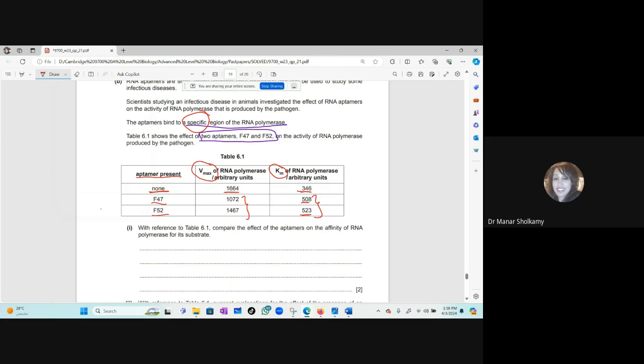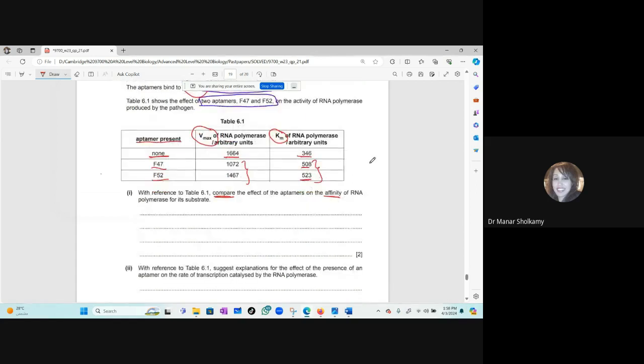Now, Noor, when the Michaelis constant increases, is this going to affect affinity or not? Yes. Okay, good. Will it reduce or increase affinity? When it increases, the affinity decreases. Correct. With reference to table 6.1, compare the effect of the aptamers on the affinity of the RNA polymerase for its substrate. So, what will you do? How do you answer it?